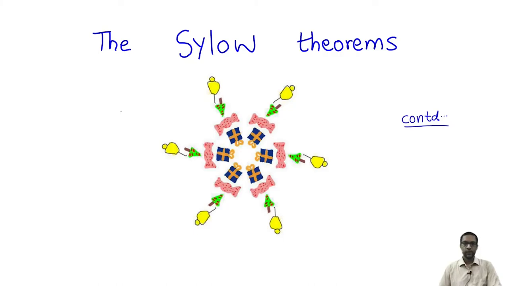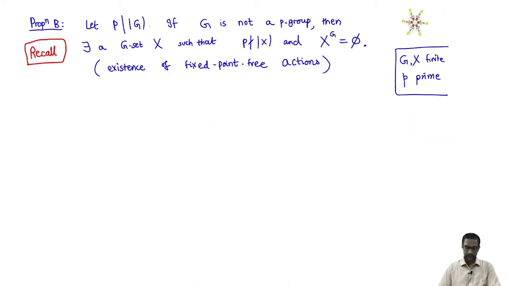Today we'll continue talking about the Sylow theorems. So we still haven't actually stated any of the Sylow theorems, but recall from last time that we stated the following proposition B, which was motivated by our understanding of how P groups act on sets whose cardinalities are coprime to P. Okay, so this was a converse to that P group acting with fixed points proposition. So we had called it proposition B last time.